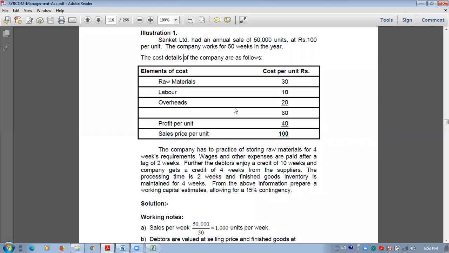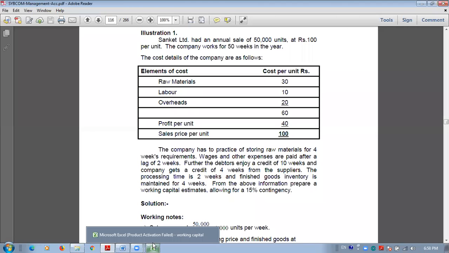This is the cost structure, what is the yearly production, what are the number of weeks in a year, what is the process time or the inventory stocking time. All these things are given, but actual figures they have not given us. That's why we have to find out those figures, and then we can calculate the working capital.